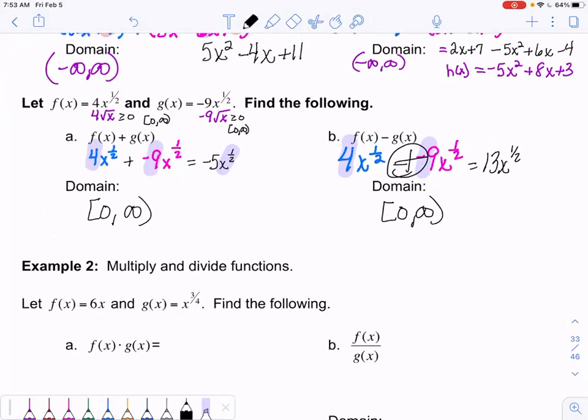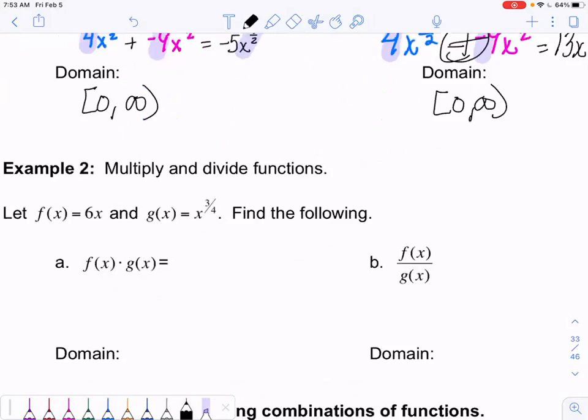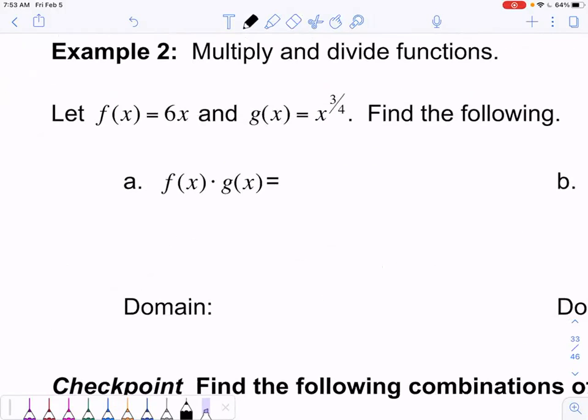So questions on adding or subtracting and finding the domain. So of course, we can't forget about multiplying and dividing because that still exists. So let's look here. Multiply and divide the following functions. F of x is 6x, g of x is x to the 3/4. So I'm going to still find that domain first, trying to get you to think about what the domain of each function is individually.